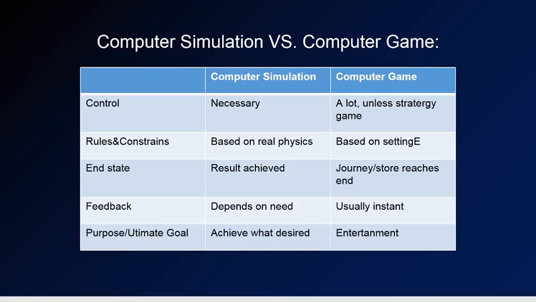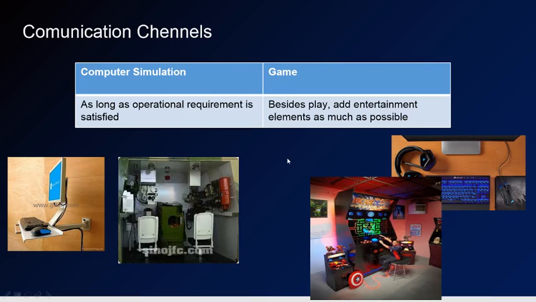So I think the biggest difference is the purpose, or we should say the ultimate goal. For simulation, the goal is to achieve what is desired, what is demanded, what we designed. So it's not a simple thing. But for game, the answer is entertainment. That's the ultimate goal for game. So I think that's the biggest difference between simulation and a game. Even though there are serious games, still, the goal is not entertainment. It depends on the need.